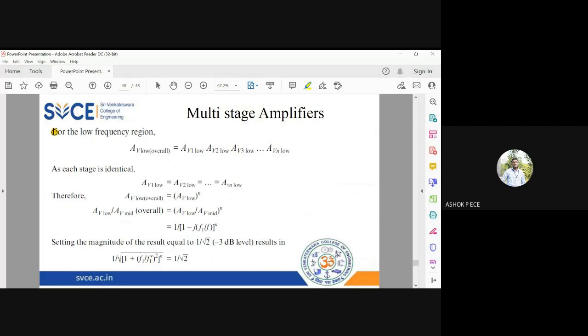You know that I told you, whenever you are going to cascade amplifiers, the overall gain will be the product of individual gains. So AV overall will be equal to AV1 into AV2 into AV3 into AV4, etc., up to AVN, where N is the number of stages. So each stage is identical.